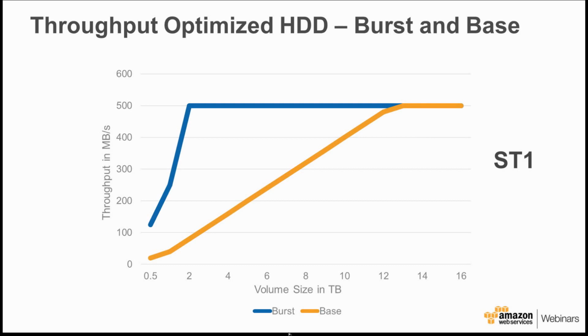Again, on this slide, we visualize the baseline and burst performance of the ST1 volume type. In orange, we show the baseline performance, and in blue, we show the burst performance. For example, if we have an 8 terabyte volume, we have a baseline performance of 320 megabytes per second and a burst performance of 500 megabytes per second. And at 12.5 terabytes, your baseline and burst performance converge at 500 megabytes per second.